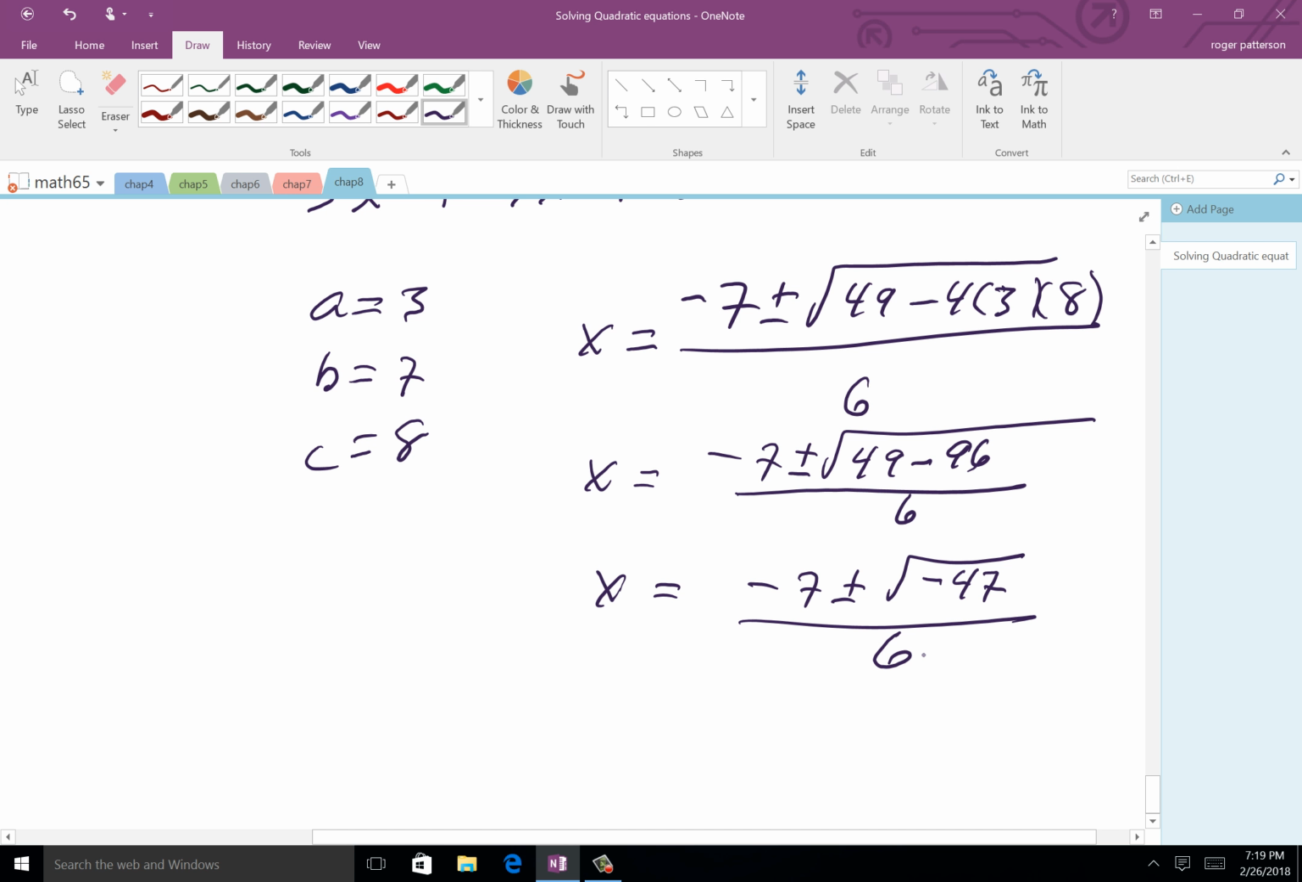Uh-oh, we have a negative underneath there. Well, we know that from previous, and we can't have that. We can't take the square root of a negative number. So this doesn't have a real solution.